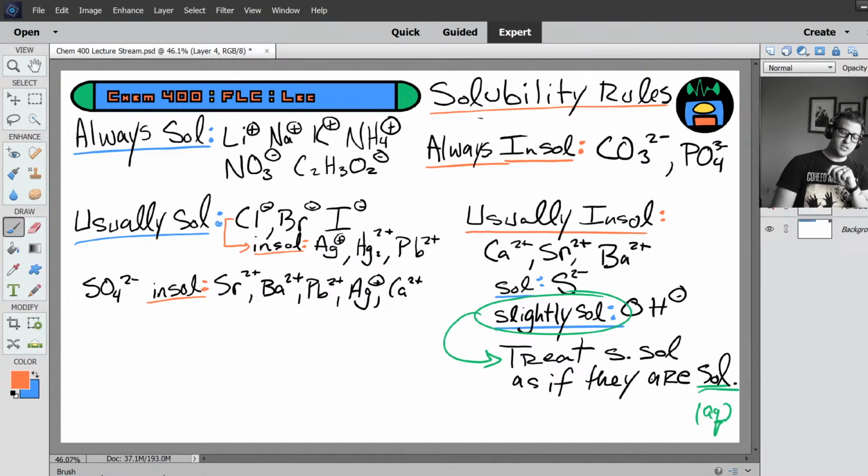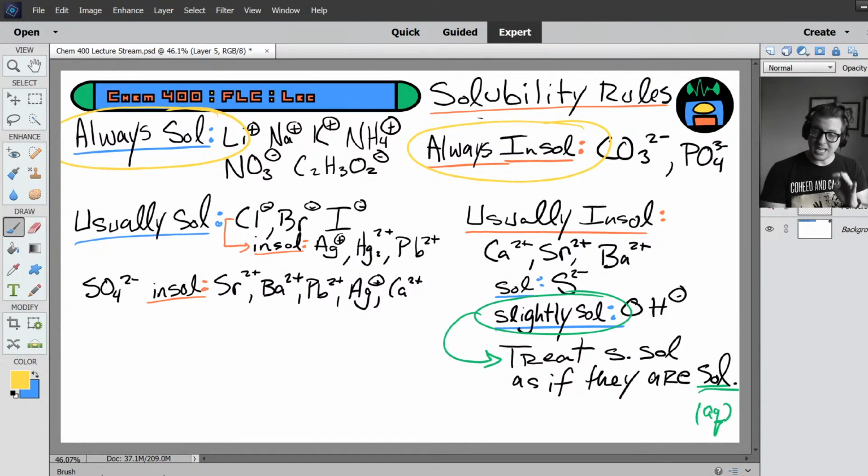All right, always insoluble. What happens when you mix an always insoluble anion with an always soluble cation? If these cations are always soluble and these anions are always insoluble, when you mix them, are they going to be soluble or insoluble? Well, the same thing happens when an unstoppable force meets an immovable object. One of them's got to give. And in this case, the good guys win. Solubility wins in the end.